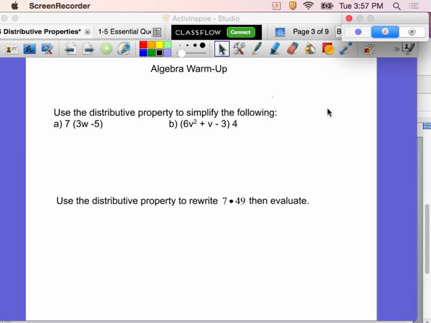Okay, the algebra, this is going to be the distributive property, a little more review. It should be pretty quick, but I want to start with a warm-up. So I'd like you to pause the video and try these three problems, and then I will go over them.